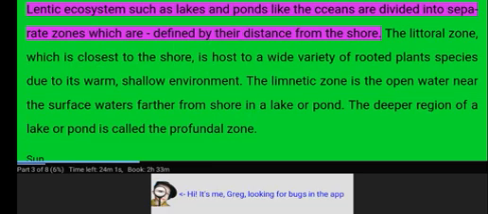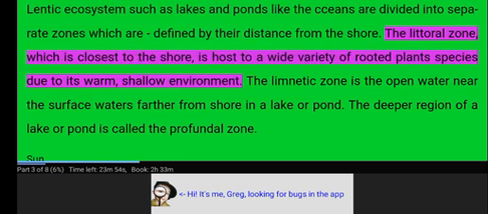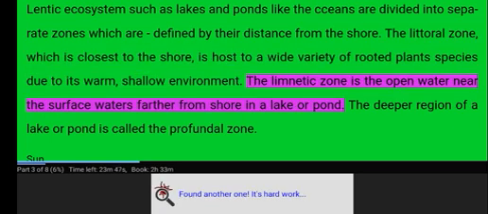Lentic ecosystems such as lakes and ponds, like the sea, are divided into separate zones which are defined by their distance from the shore. The littoral zone, which is closest to the shore, is host to a wide variety of rooted plant species due to its warm, shallow environment. The limnetic zone is the open water near the surface, farther from shore in a lake or pond. The deeper region of a lake or pond is called the profundal zone.